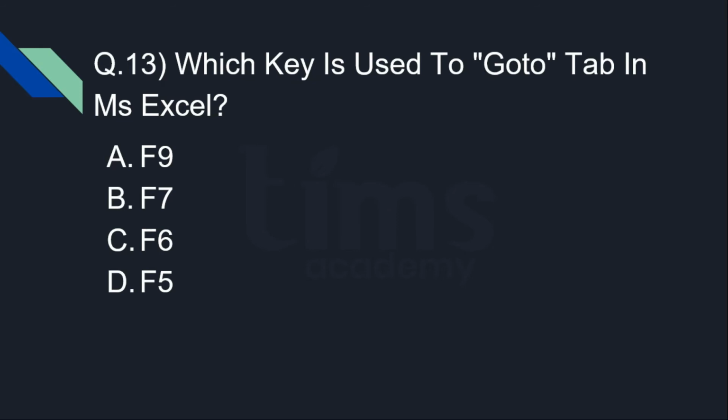Question number 13. Which key is used to go to tab in MS Excel? Option A, F9; option B, F7; option C, F6; option D, F5. The answer is option D, F5.